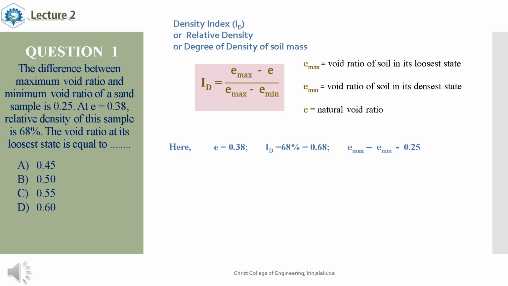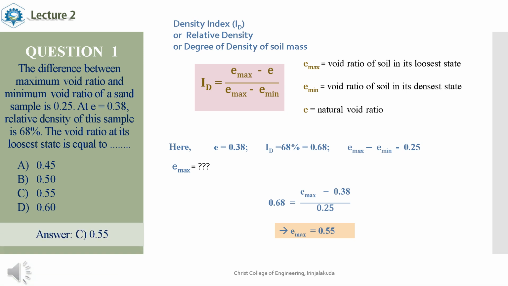Which is the unknown that we need? It is e max, the void ratio of the soil in its loosest state. So we can find out e max by simple substitution, and we will get e max as 0.55, and option C is the answer, 0.55.